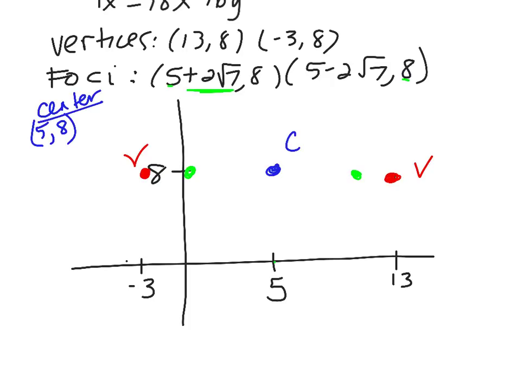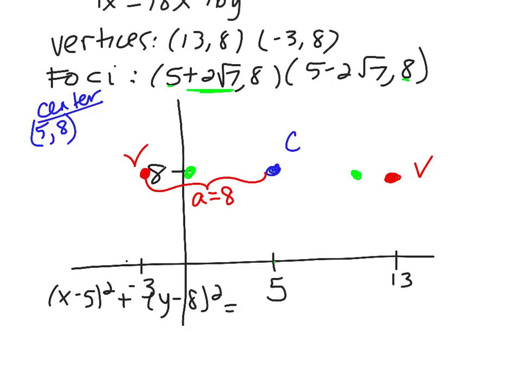All right, so that would mean that my A, and my A is from center to vertex, right? A is equal from center to vertex. So that's 8. All right, so then since I'm going left, right, I know my A is going to be underneath my X. So I can start actually writing this. This is going to be X minus 5 squared plus y minus 8 squared, and that's going to equal 1. And I know my A is going to be 8, so A squared is going to be 64.